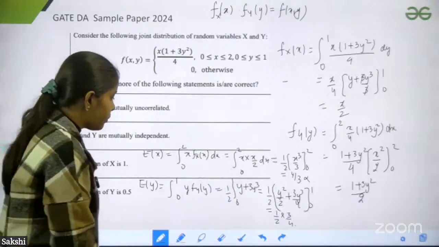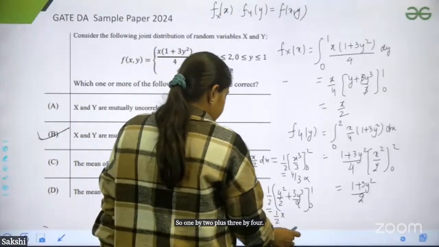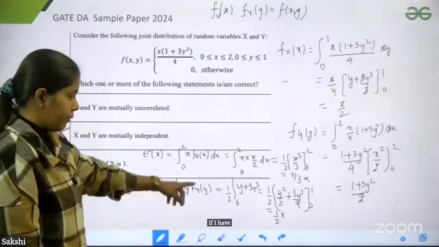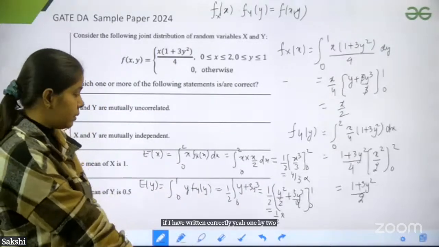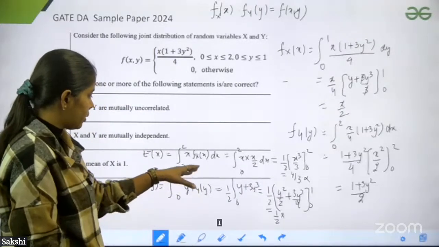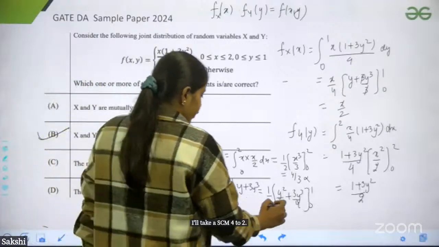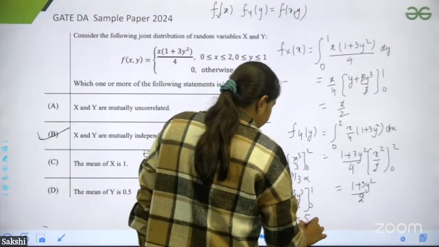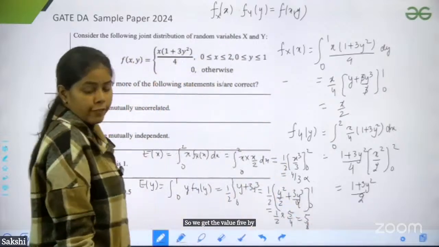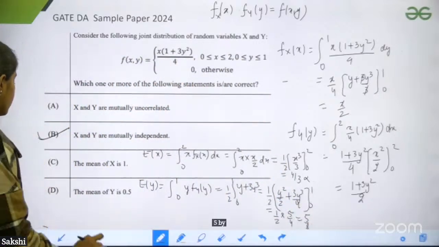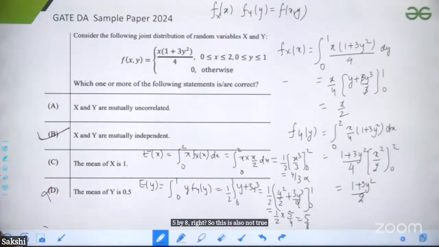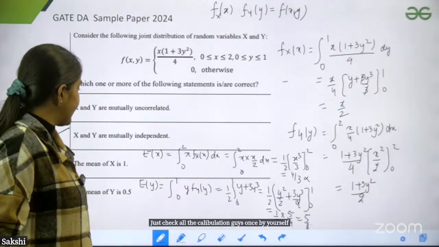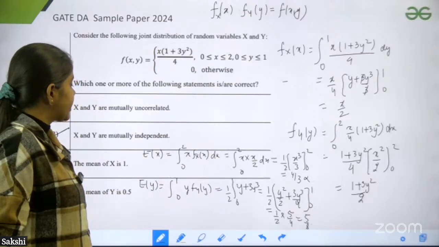Sorry, it is 1 by 2 plus 3 by 4. I'll take the LCM 4. 2 2s are 4, so it would give me 5 by 4, and with the 1 by 2 factor we get the value 5 by 8. So this is also not true, the mean of y. Just check all the calculations once by yourself, guys. Just check it once.